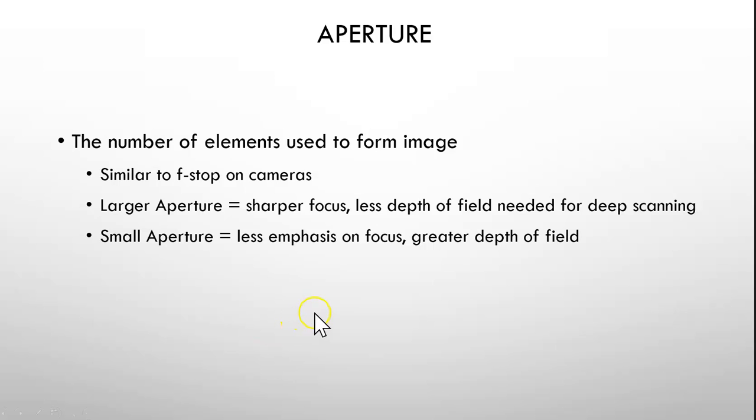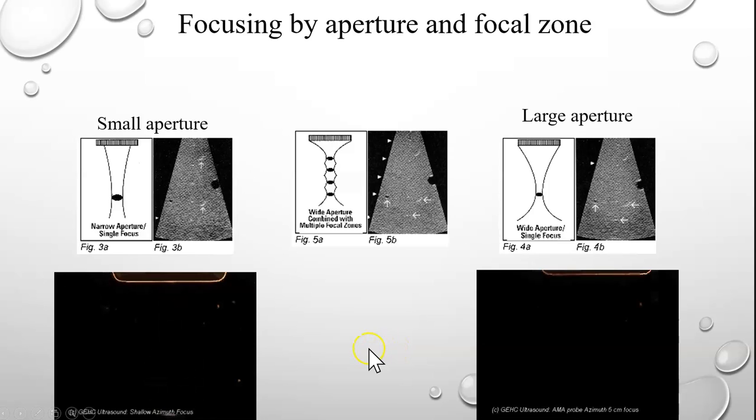Okay, so it's similar to an f-stop on cameras, but instead of depth of field, you would replace that term with focal zone. So shorter focal zone, greater focal zone. Small apertures have a narrow single focus. Multiple apertures, you have to send out multiple pulses to get multiple foci. And this is a wide aperture. And you can see that with the small aperture, the focus is actually larger than with the large aperture.